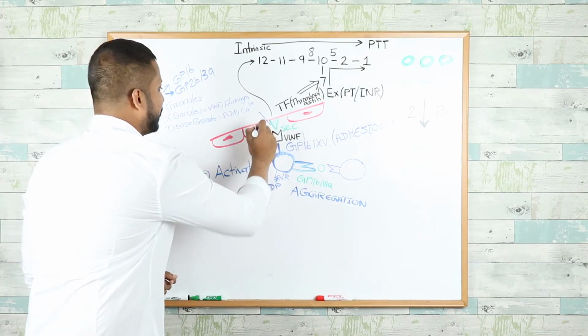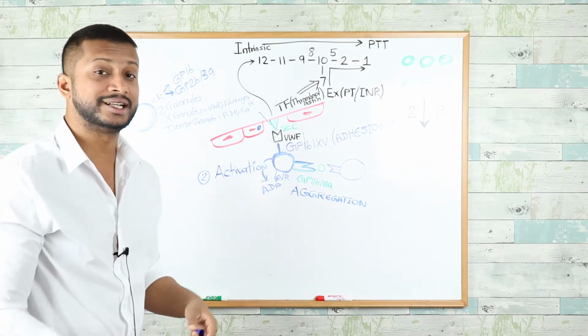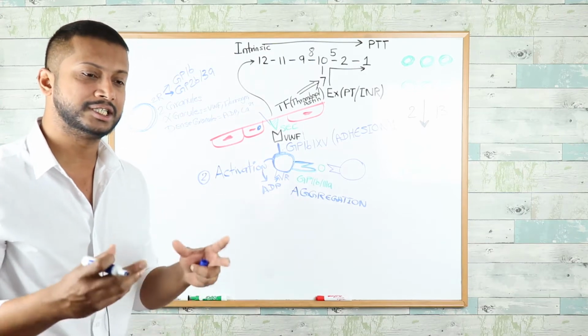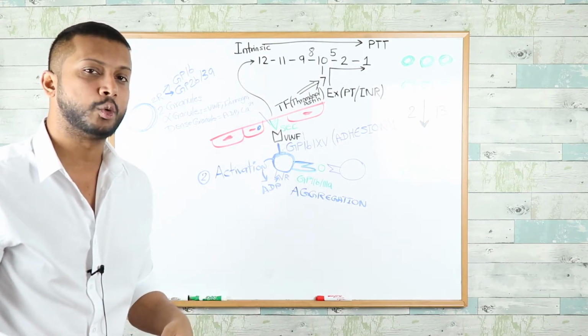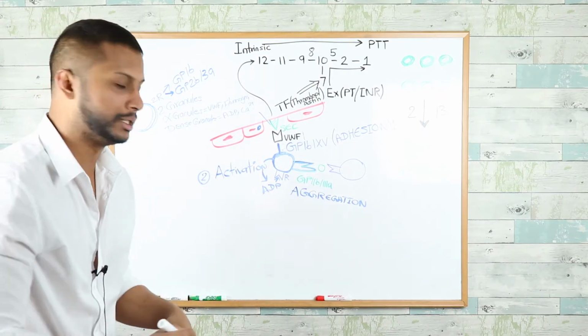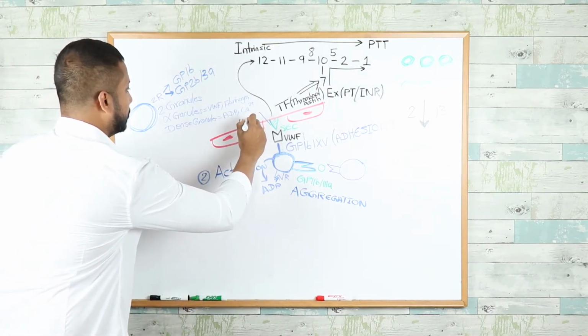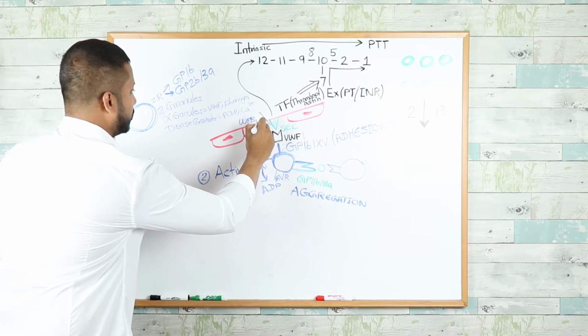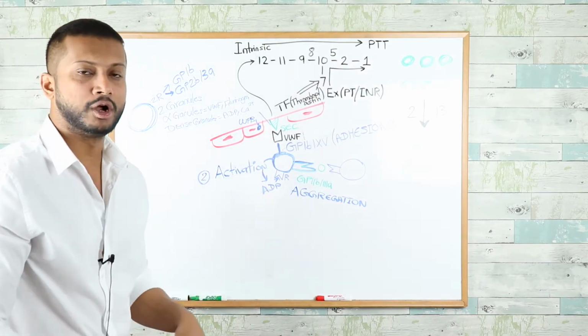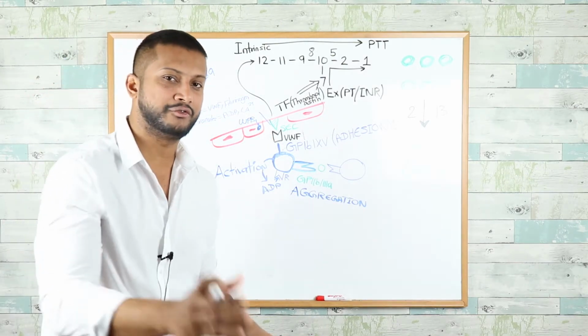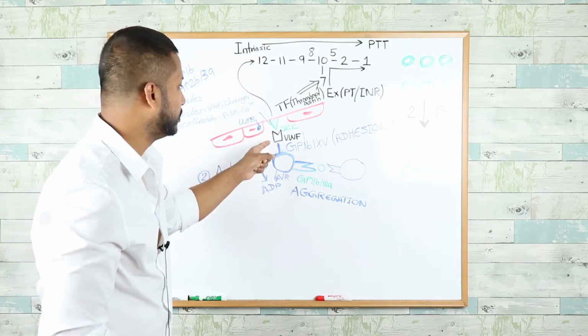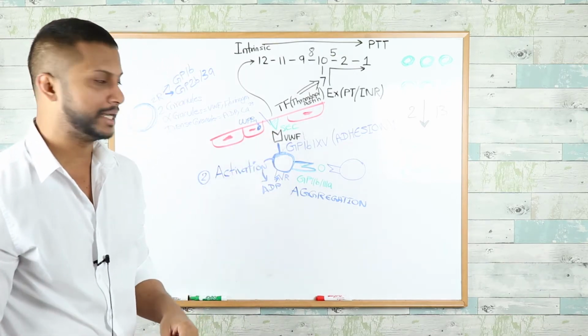So von Willebrand factor comes from your endothelial cells itself, which is from a certain type of body known as Weibel-Palade bodies. In your endothelial cells, that's going to release von Willebrand factor. Alright, so that's your first step. Von Willebrand factor is released, it attaches to subendothelial collagen.